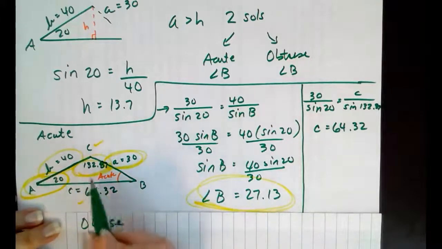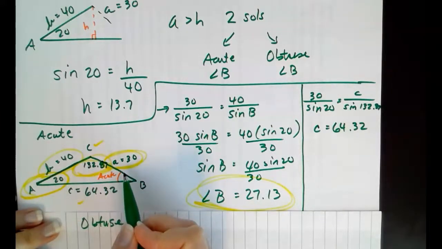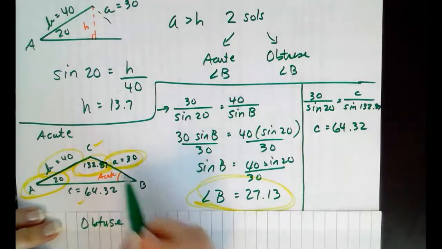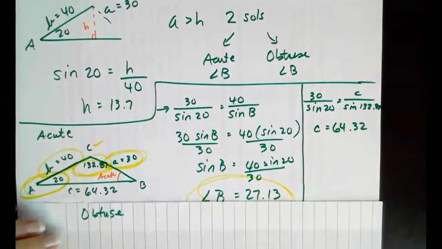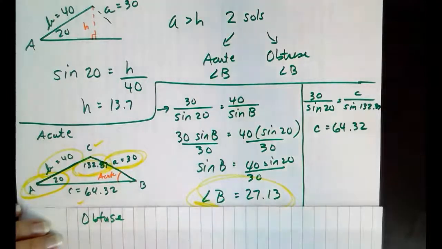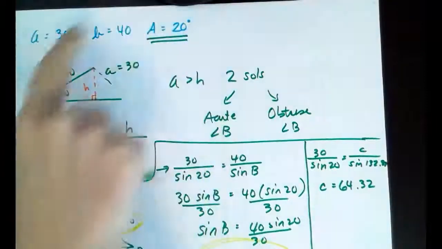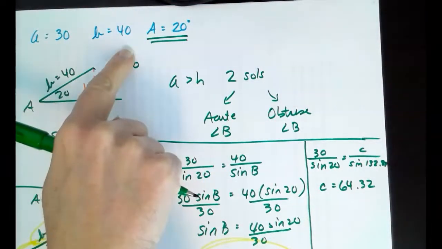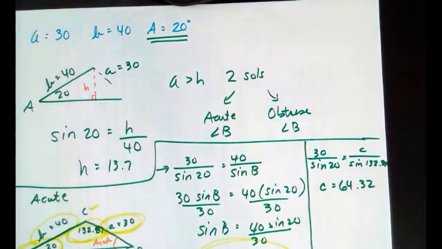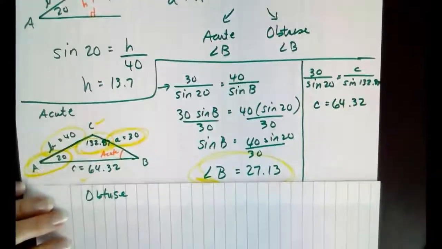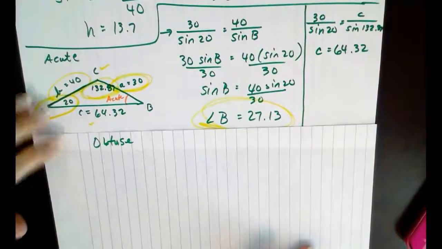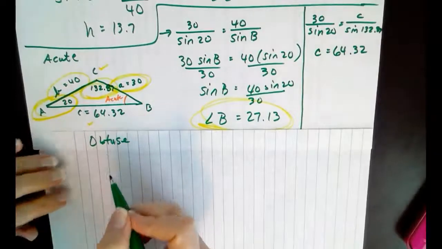So in the acute version, the swinging side swings out into the exterior. For the obtuse version, the swinging side will swing in, and it's going to look a little bit different. But it's still going to have the same given information. Little a is 30, little b is 40, and angle A is 20. So we saw the acute, now we're going to have the obtuse.